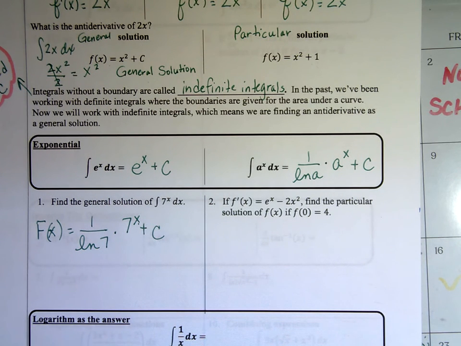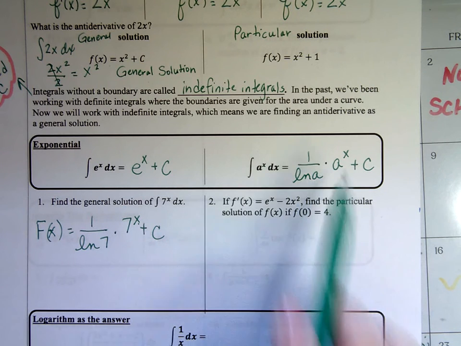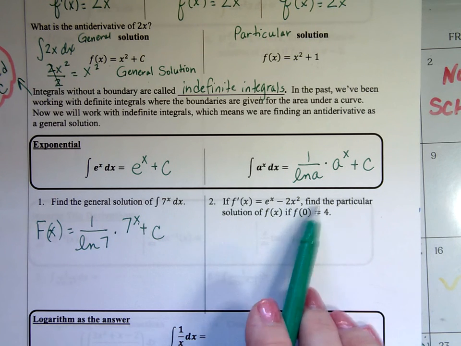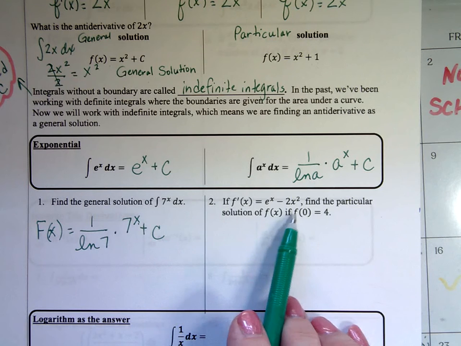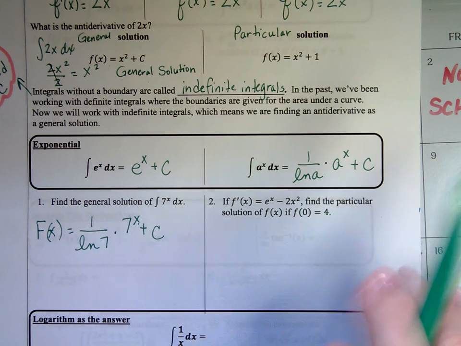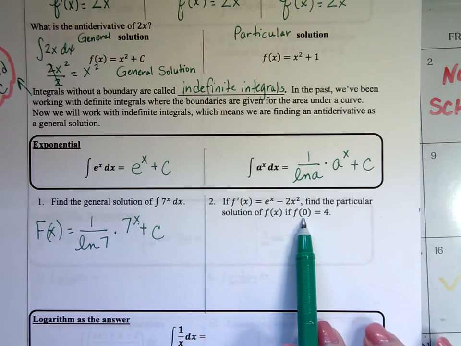Easy enough when you have the rules in front of you, right? All right, if the derivative is e to the x minus 2x squared, find a particular solution if f of 0 is 4. So this one's not going to be a plus c, because when it's a particular solution, they gave you this extra information so that you can find what c actually is. So let me show you.